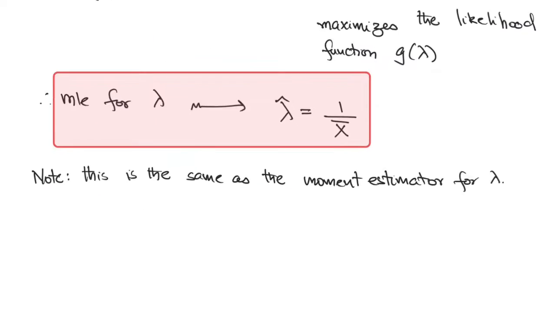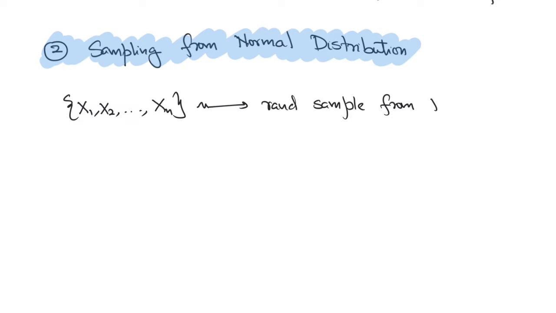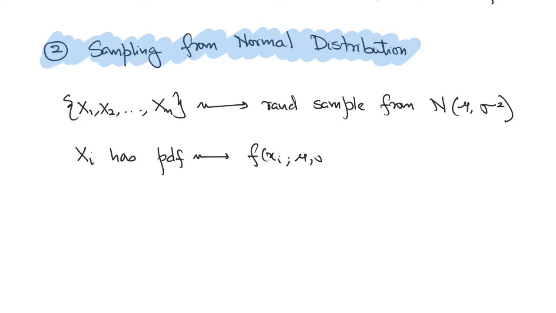Note that this is the same as the moment estimator for lambda that we got from our earlier calculation. Now suppose that we are sampling from the normal distribution, which means that we have random variables x1, x2 up through xn, a random sample coming from the normal distribution with parameters mu and sigma squared.